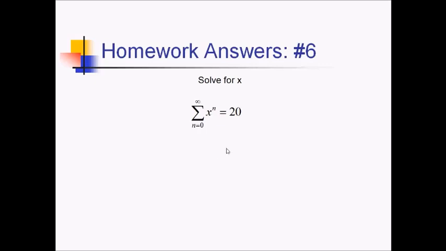For this problem, we have kind of an oddball situation. They want us to solve for x, and x is wrapped up in some kind of infinite series. The key on this problem is recognizing this is a geometric series, an infinite one.